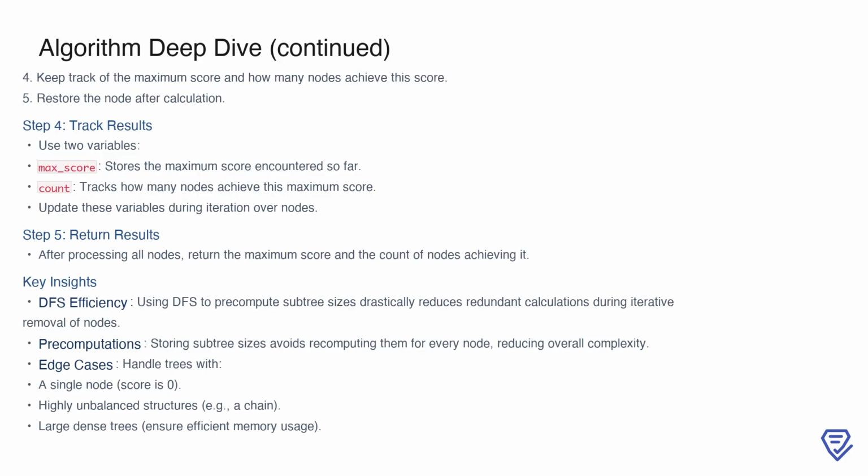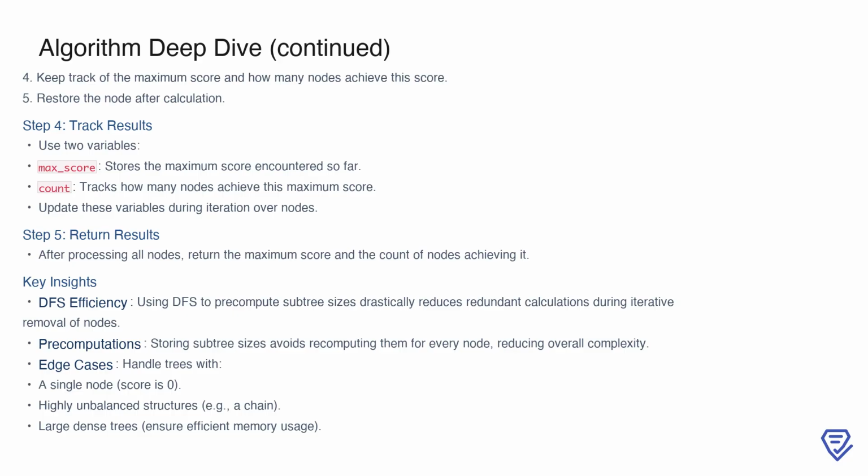After calculating the product of subtree sizes for a given node, we compare this score to the current maximum score. If the score is higher, we update the maximum score and reset the count to 1, indicating that only this node achieves the new maximum. If the score equals the maximum score, we simply increment the count. To ensure the algorithm continues smoothly, we conceptually restore the removed node after processing.